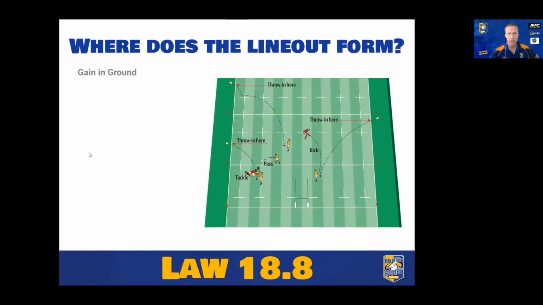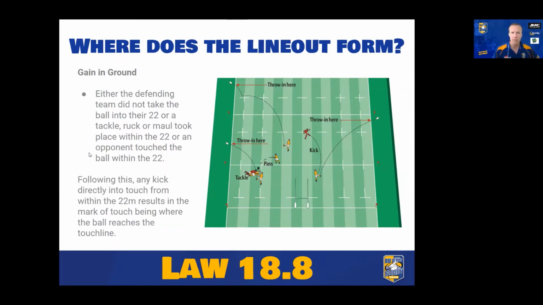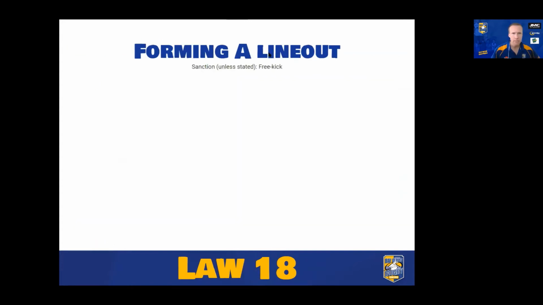And here we have a gain in ground. So this is where if the defending team didn't take the ball into the 22, or if they did, and then there was a tackle, ruck, or maul, or if the opponents touch it at some point within the 22, then we have what we call a gain in ground. This means that the defending team can clear it, they can kick it, and if it goes out on the full or not on the full or whatever, then wherever the ball reaches the touchline is where we have our mark of touch. Okay, hopefully that summarizes who and where we throw it succinctly enough.